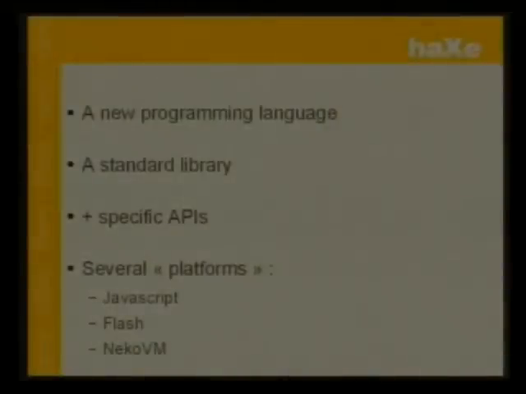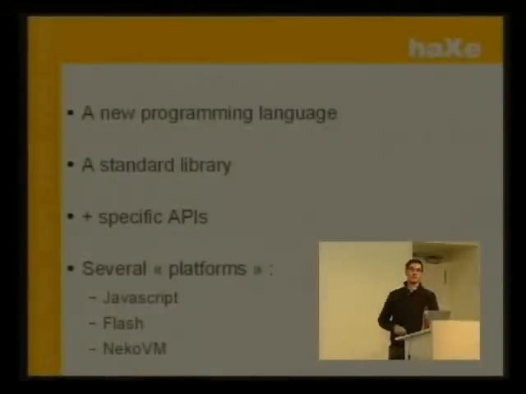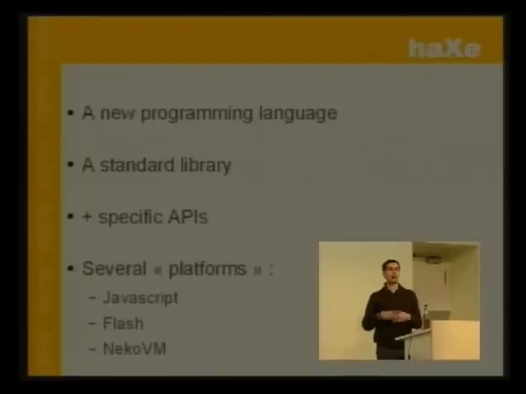So, haXe is a new programming language. That's something you need to know. This is not something that's been done before, I think. It brings its own syntax and API with it. Basically, it looks pretty much the same as Java, if you know Java already, from a beginner's point of view. And it has a standard library. So everything containing arrays, lists, hash tables, math functions, all the things about computing that are not really bound to any specific platform, is in the standard library.